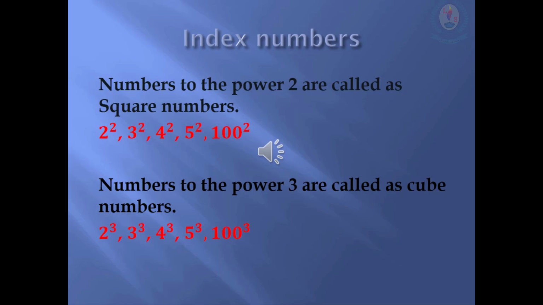Numbers to the power 2 are called square numbers. As examples, 2 to the power 2, 3 to the power 2, 4 to the power 2, 5 to the power 2, 100 to the power 2 are square numbers. Numbers to the power 3 are called cube numbers. 2 to the power 3, 3 to the power 3, 4 to the power 3, 5 to the power 3, 100 to the power 3. They are called cube numbers.